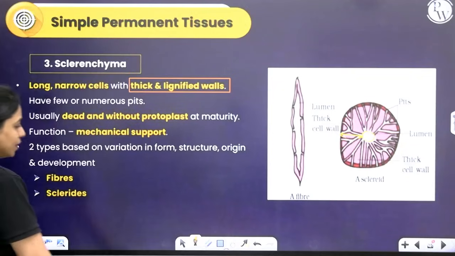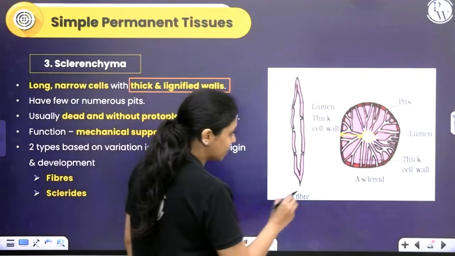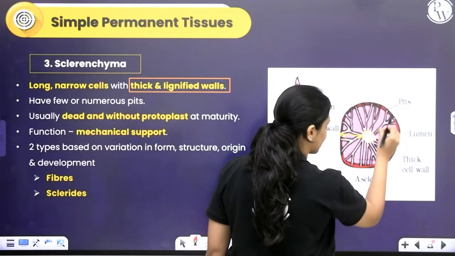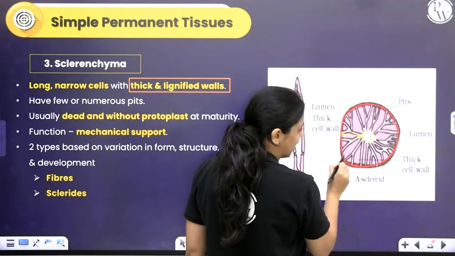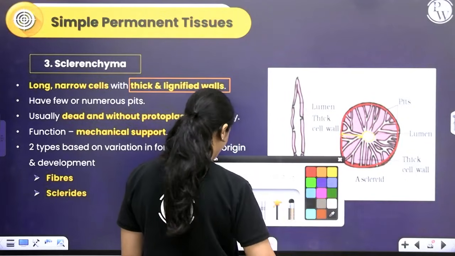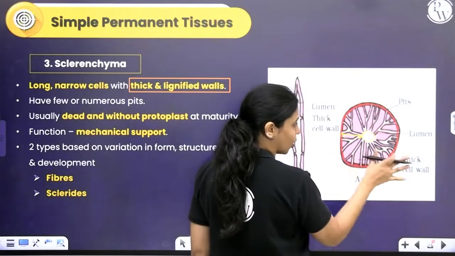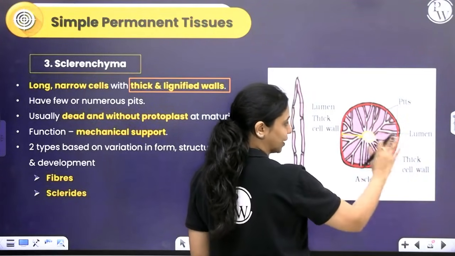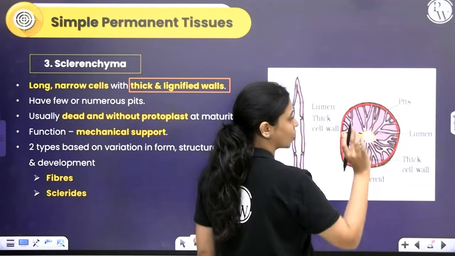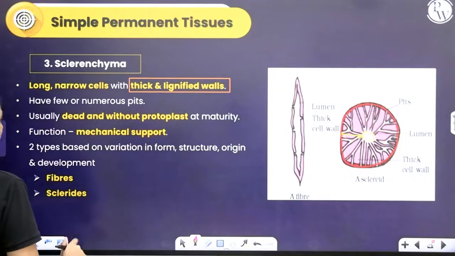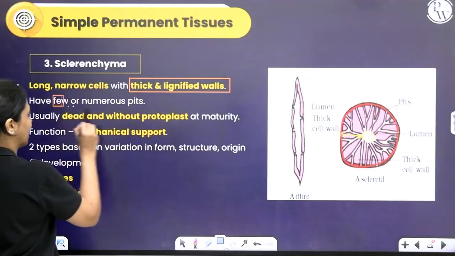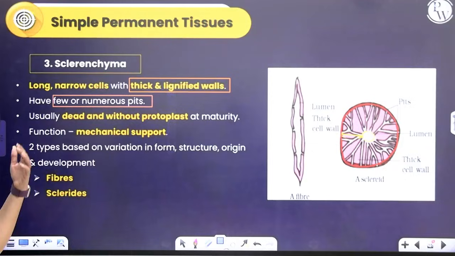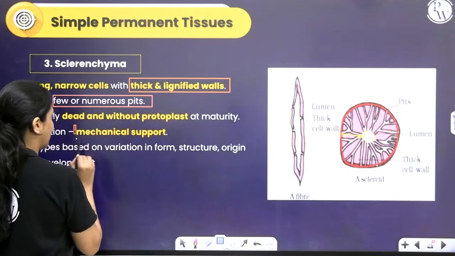Okay, so as you can see here, the outer wall, which is represented by red color, is almost smooth. This is the primary wall. Inside that you have the secondary wall, which here is represented by pink color. You can see how it's not uniformly present throughout. There are a lot of white spaces here where you don't find lignin, where you don't find the secondary wall thickenings. Such regions are called pits. Okay, so it will have a few or many pits present. Usually they are dead without cytoplasm or protoplasm at maturity. Their function is to provide mechanical support.